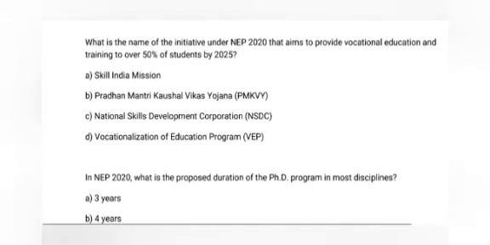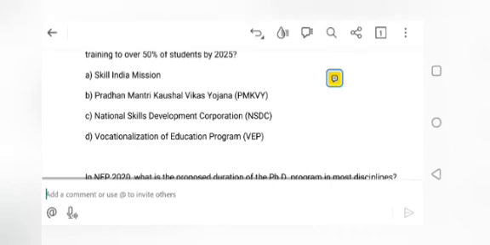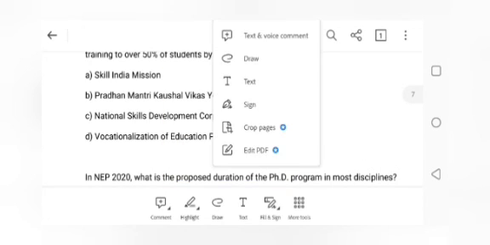Then, what is the name of the initiative under NEP 2020 that aims to provide vocational education and training to over 50% of students by 2025? Skill India Mission, Pradhan Mantri Kaushal Vikas Yojana, PMKVY, National Skills Development Corporation, NSDC, Vocationalization of Education Program, VEP. So the correct answer will be Skill India Mission.